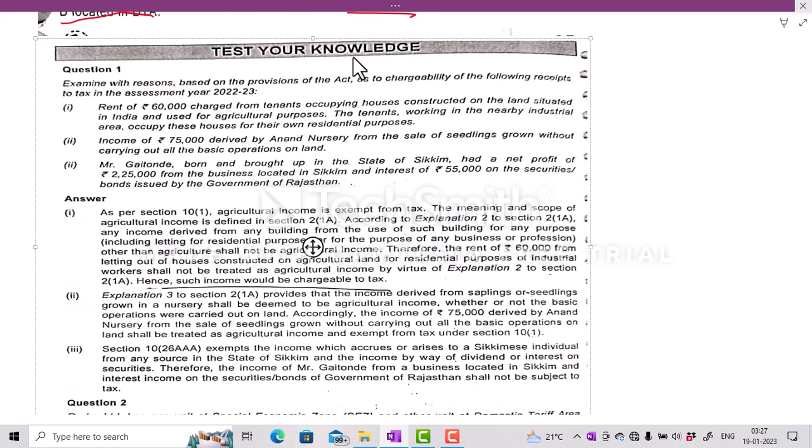year 2022-23. Rent of 60,000 charged from tenants occupying houses constructed on land situated in India and used for agricultural purposes. Tenants work in a nearby industrial area and occupy these houses for their own residential purposes. See, they are for agriculture purpose only, but the tenants are using it for industrial purposes. So this will be taxable income. This does not come under agriculture income and will be taxable income.